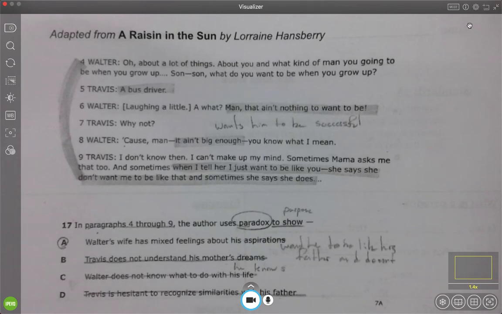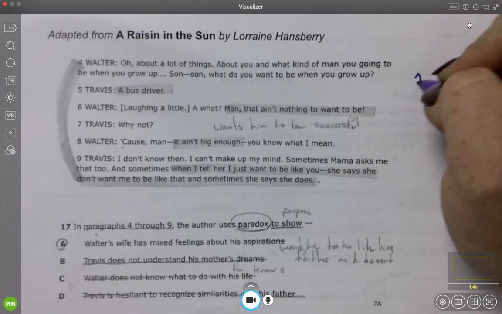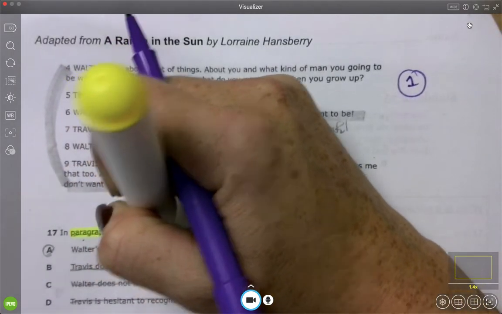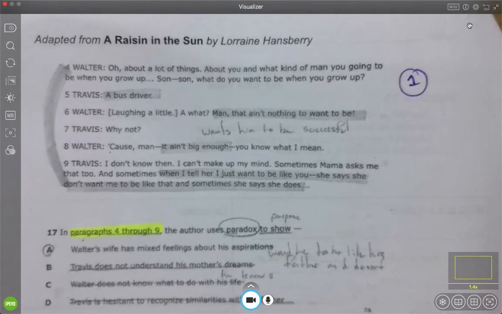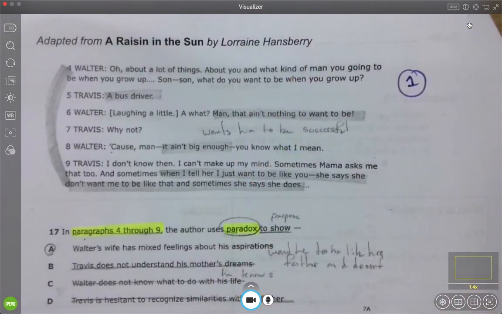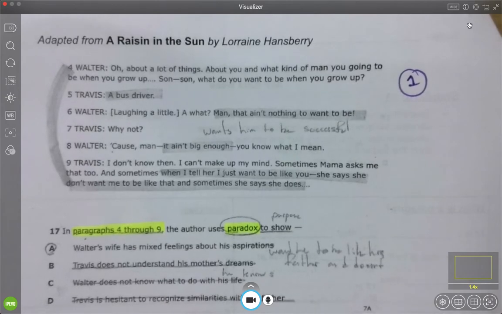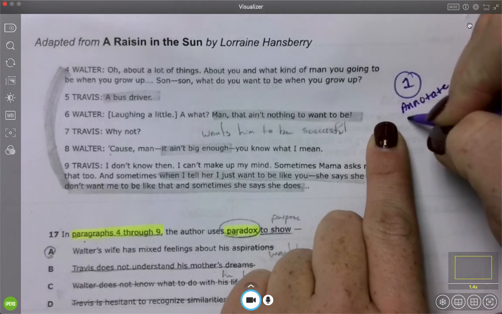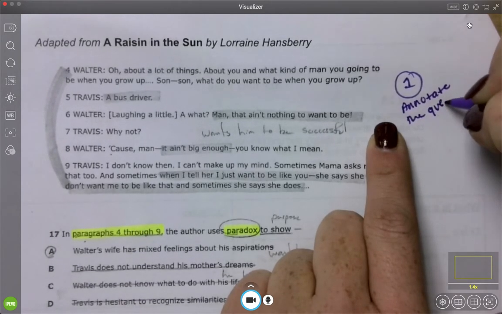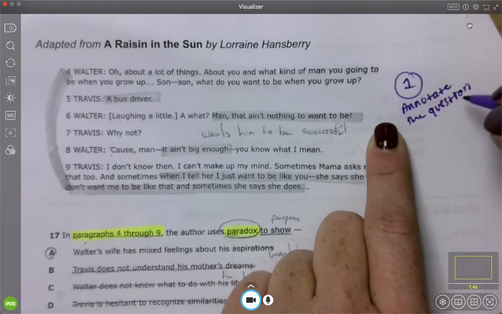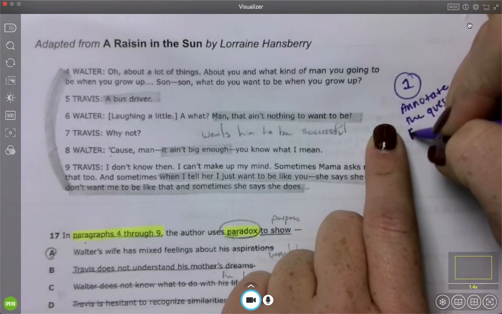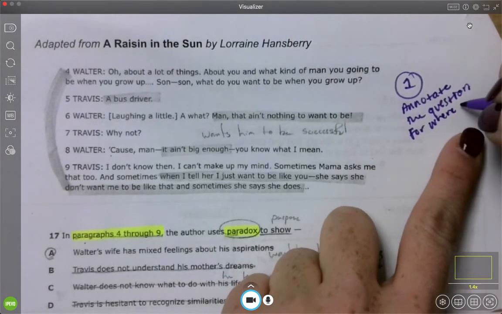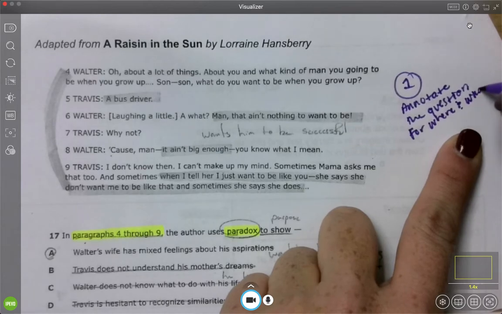The first thing this student does is they identify where the question is asking them to go and what the question is asking them about. So they annotate the question for where and what.